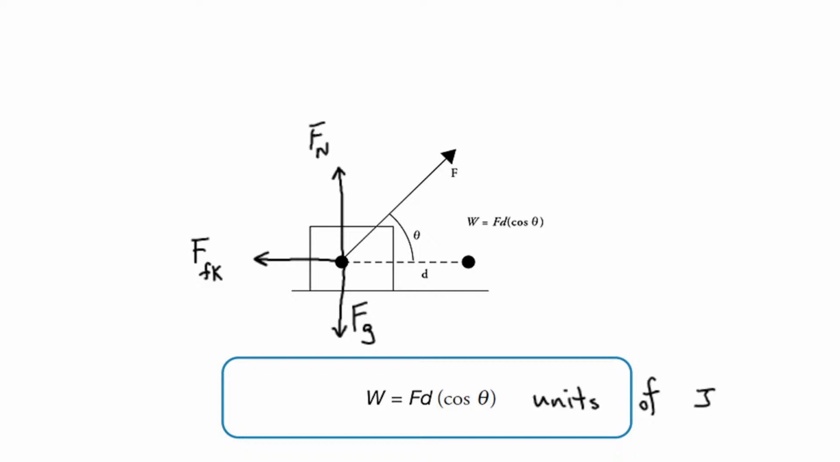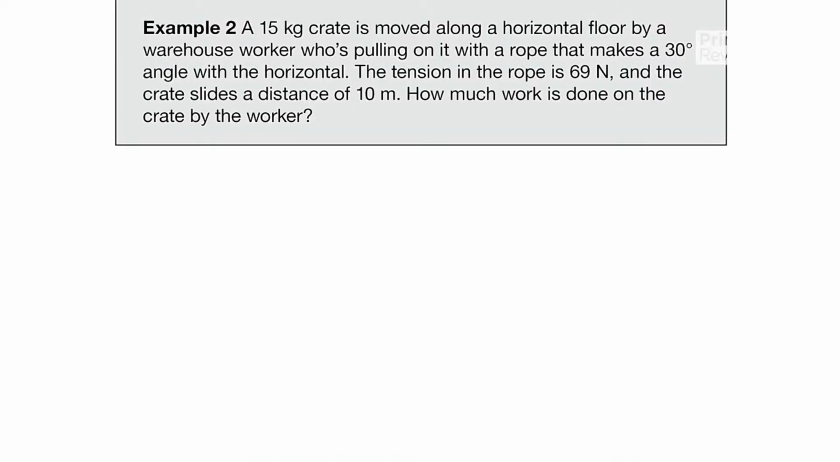So let's go to an example to see how we might be tested on work and how we might calculate values of work. In this example, it says a 15 kilogram crate is moved along a horizontal floor by a warehouse worker who's pulling on it with a rope that makes a 30-degree angle with the horizontal. The tension in the rope is 69 newtons, and the crate slides a distance of 10 meters. Our question asks how much work is done on the crate by the worker.